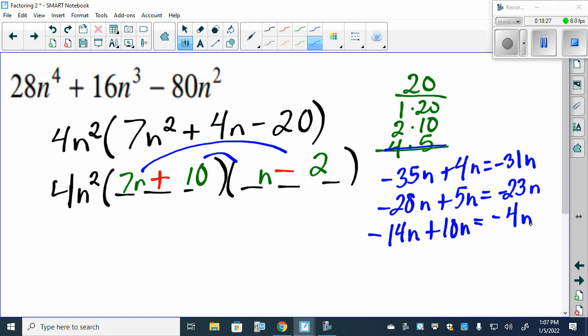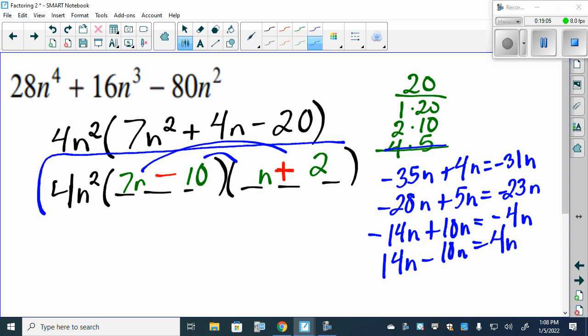So 10 and 2 does work because 7n times negative 2 would be negative 14n, and 10 times n would be 10n, giving us negative 4n. Exactly, we got the correct number but the wrong sign. So what we can do is flip the signs. And this would give us the correct setup, because now we would have positive 14n minus 10n, giving us a positive 4n. So that there would be the correct answer.